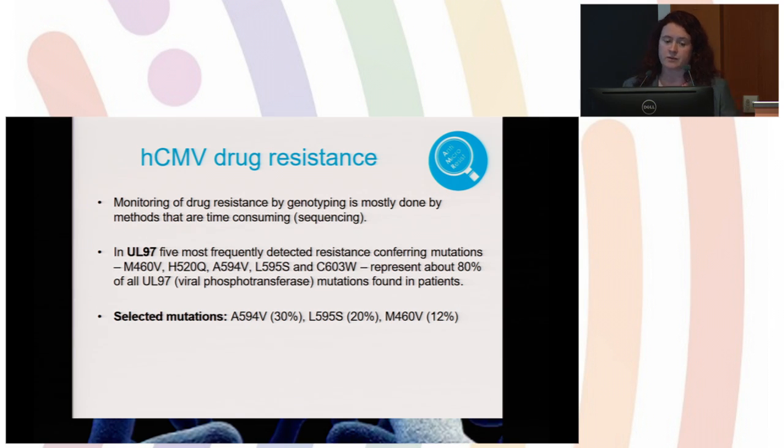But in case of this ganciclovir resistance, there are known mutations which are found frequently in patients, and we have selected 3 of these very frequent mutations to see if methods can be developed for these mutations and if they could be faster compared to sequencing.